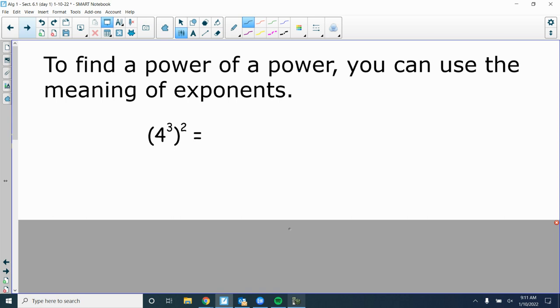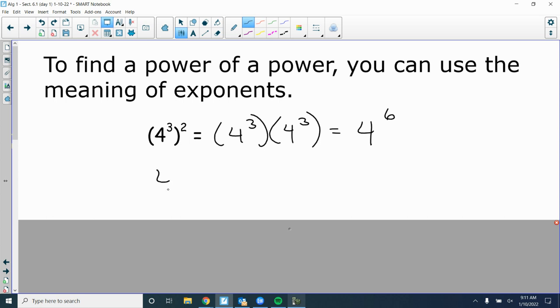I know there's a lot going on here today. All right, again, pay attention to this. Think about this. Anything squared means you multiply it how many times together? 2 times. So this would be 4 cubed times 4 cubed. Go back to the top of that page. What do I do when I multiply two things that have the same base? What do I do to their exponents? Add them. What's 3 plus 3? 6. So this is 4 to the 6.